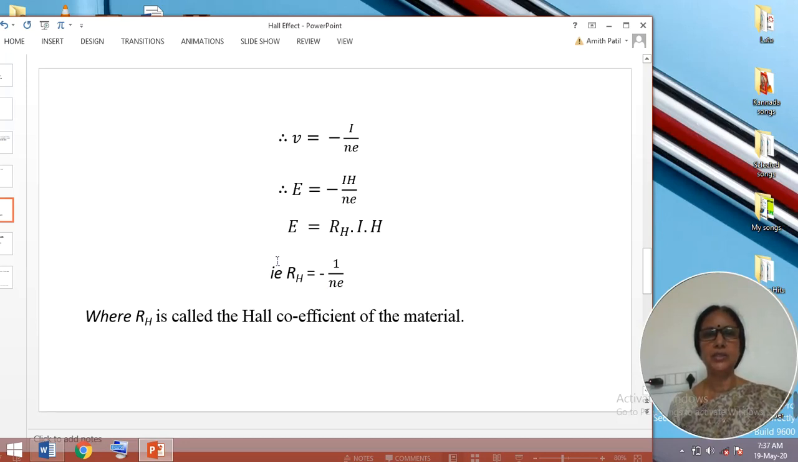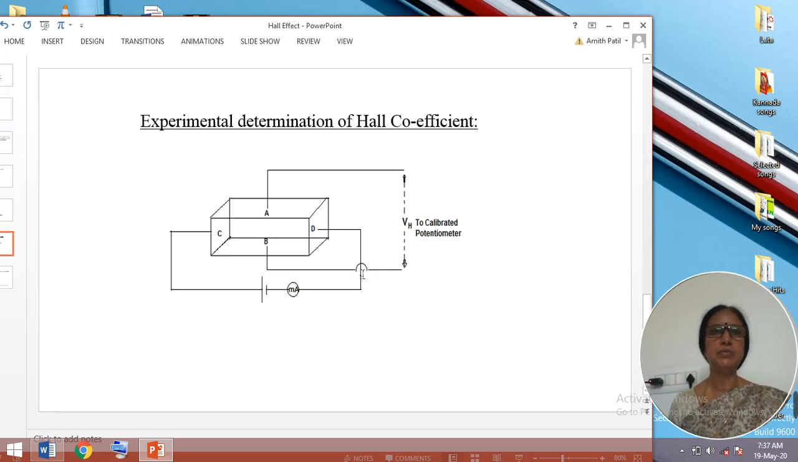So this is the expression for Hall coefficient, and this Hall coefficient can be determined experimentally in the laboratory. Now I will explain the experimental determination of Hall coefficient in the laboratory. The experimental setup looks like this. Consider a slab several centimeters long, several millimeters wide and several millimeters thick.